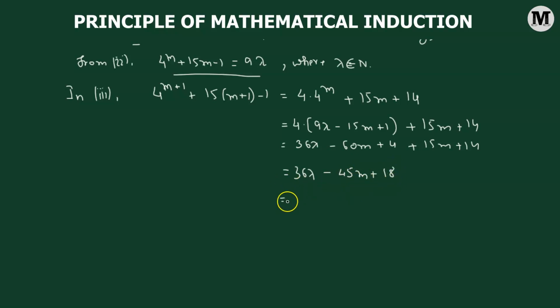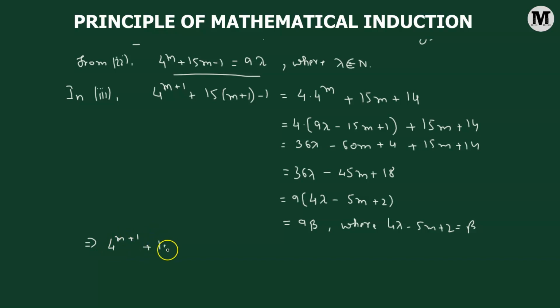Now we have three terms. From each of the three terms, if we take 9 as the common factor, we have 9 multiplied by 4 lambda minus 5m plus 2. So here we have 9 times beta, where we have replaced 4 lambda minus 5 times m plus 2 with beta. We don't have to worry about beta. So what we have shown here is that the expression 4 raised to the power of m plus 1 added to 15 multiplied by m plus 1 minus 1 is a multiple of 9, which means that this is divisible by 9 as well.